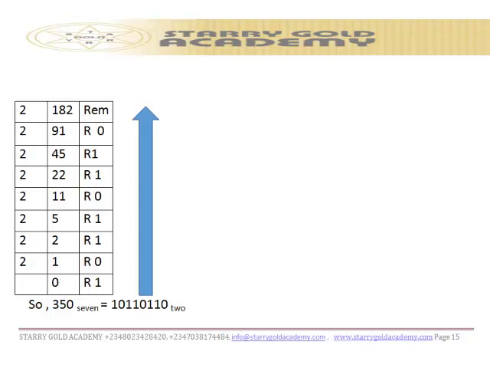When you are doing this, make sure you always use a ruler. I don't have a ruler here. So you have 2. I'm using 2 because I want to convert to base 2, so I have to use 2 throughout.